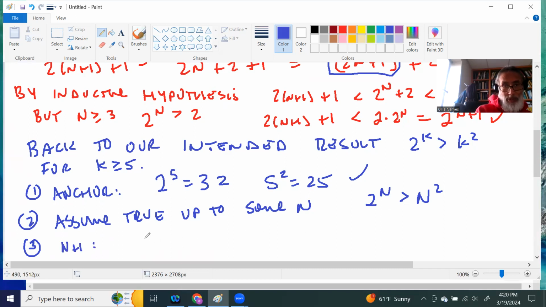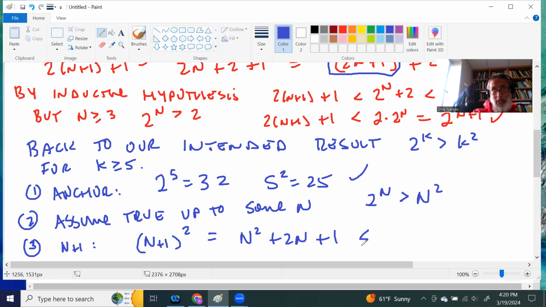If I take this part and square it, that's n plus 1 squared, which is n squared plus 2n plus 1. And by algebra, this is going to be less than, see this n squared, I'll put it in red here, this n squared is going to be less than 2 to the n plus 2n plus 1.